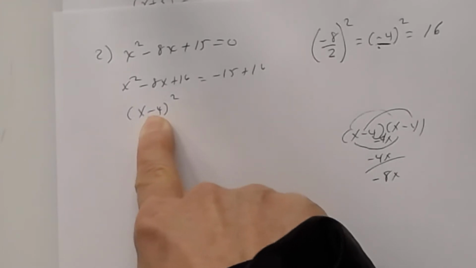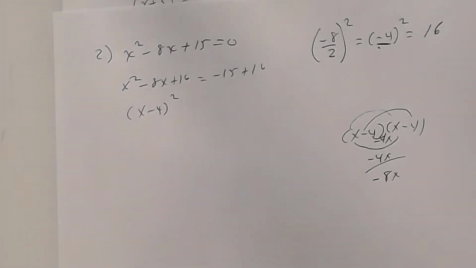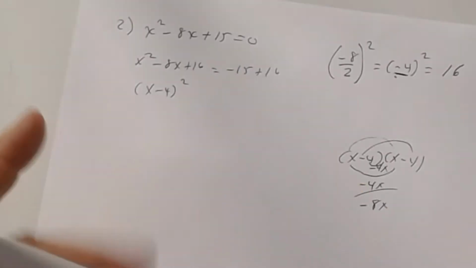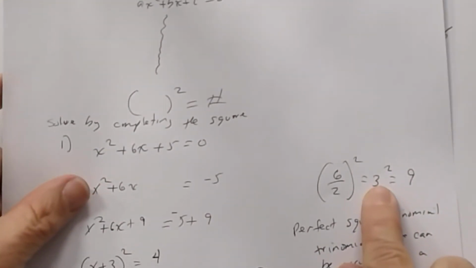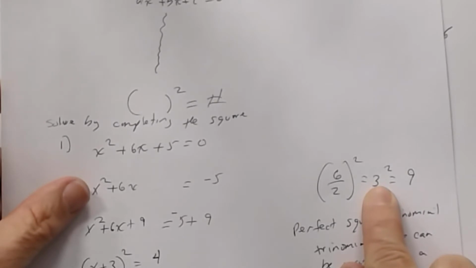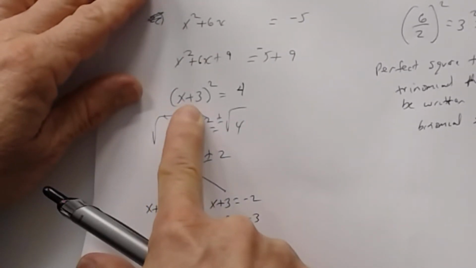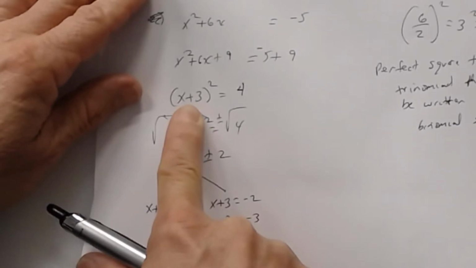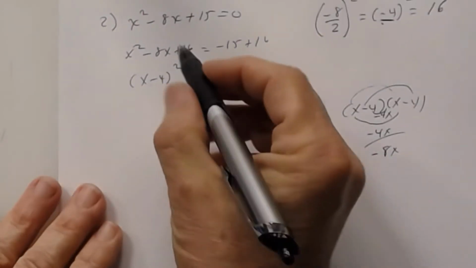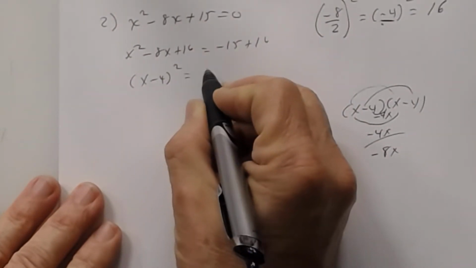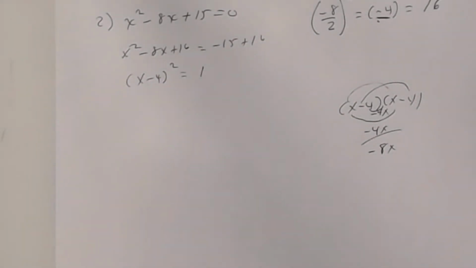So always know that whatever that number is right here, before you square it, that's going to be inside that parenthesis. So if you go back to the one we just did, see that number 3? Positive 3, right? This was x plus what? 3. Okay? So use that as a guide. All right, so x minus 4 equals what? 1.